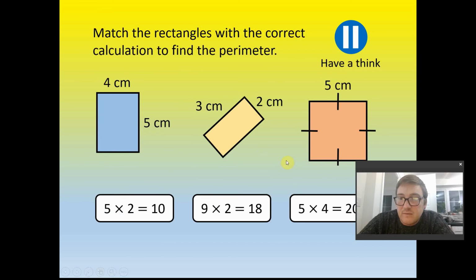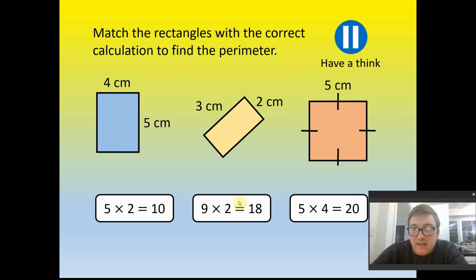Now, here are 3 shapes, and here are 3 simplified times tables. Which one would you match to each? Have a think about it. Use the same strategy. If you add them up and times them by 2, what do you get? If you want to pause the video and have a go.